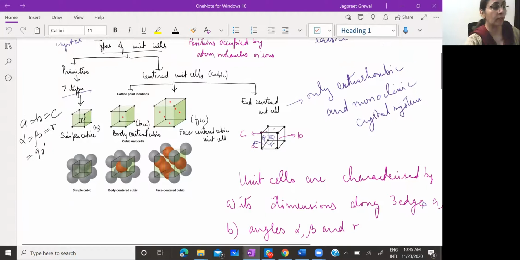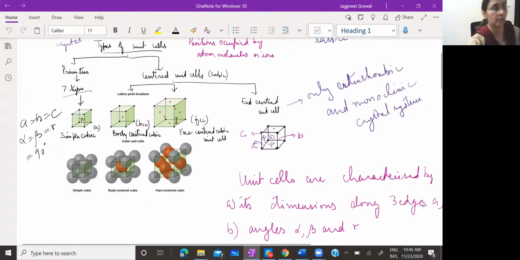Now each primitive cell can further be made into a centered unit cell. For example, in primitive unit cell, you have lattice points only at the corners. In the centered unit cells, you may have a lattice point located in the center of this cube, or located at the faces of this cube. On that basis, you have body-centered cubic. Remember, the basic cell, the primitive, is the simple cubic only. From there, you get the body-centered cubic if there is a lattice point in the center of the cube, or if there is a lattice point at the center of each face of the cube.